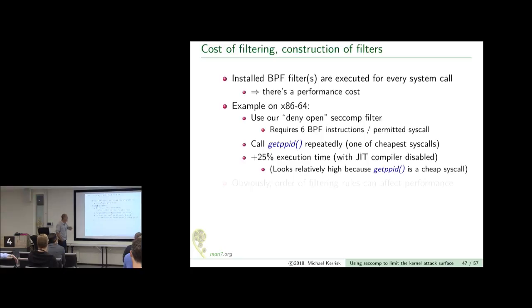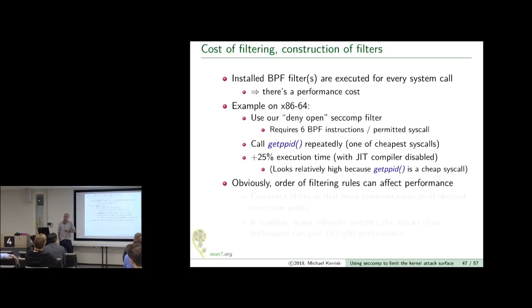Okay, let's forget about Spectre and Meltdown and so on for a moment. But 25% on what it used to be. Now that seems reasonably high, but remember getppid is a cheap system call, and programs don't spend all their time making system calls.